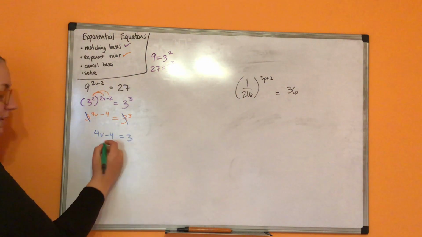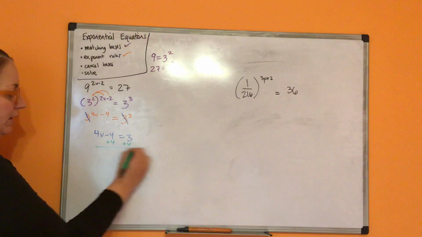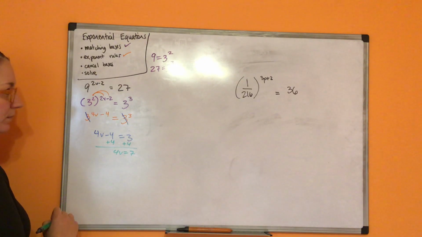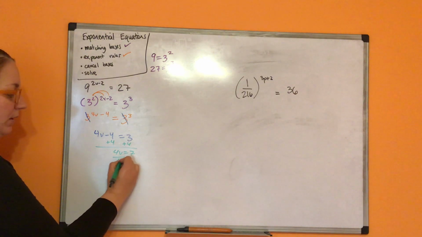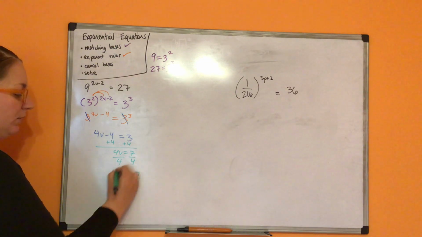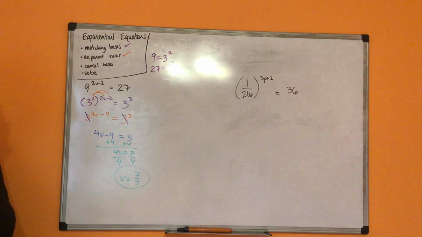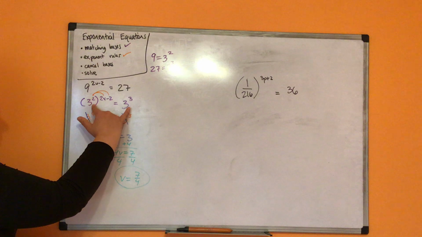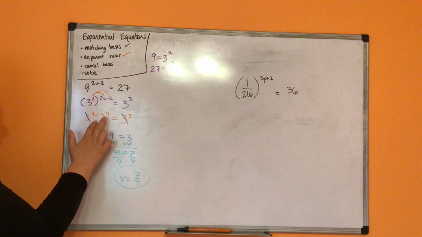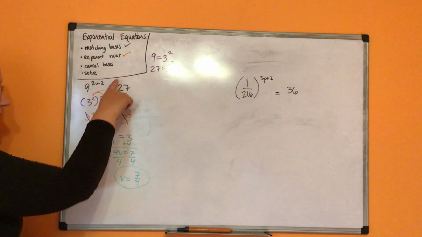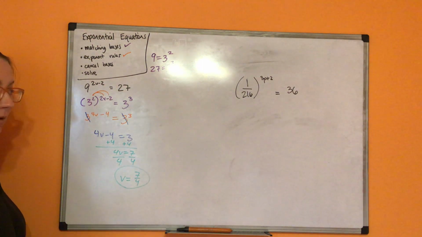I want to get v by itself, so I'm going to add 4 to both sides. And then I'm going to get v completely by itself by dividing both sides by 4. I'm just going to leave my answer as a fraction, 7 over 4. You could write it as a decimal also, but that's another step, so I might as well just leave it as a fraction. So we made our bases match. We used our exponent rules to simplify any exponent stuff we had going on. We canceled out our bases, and then we solved the equation we were left with.